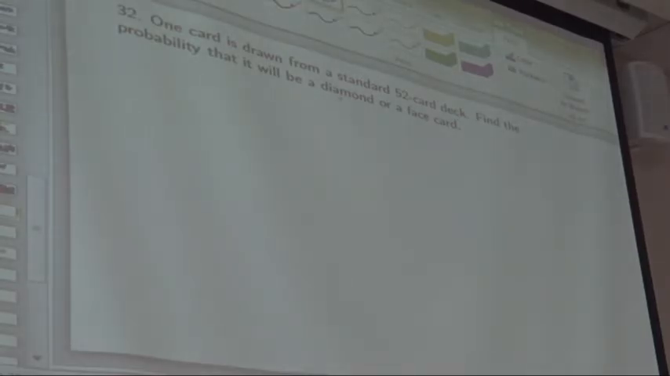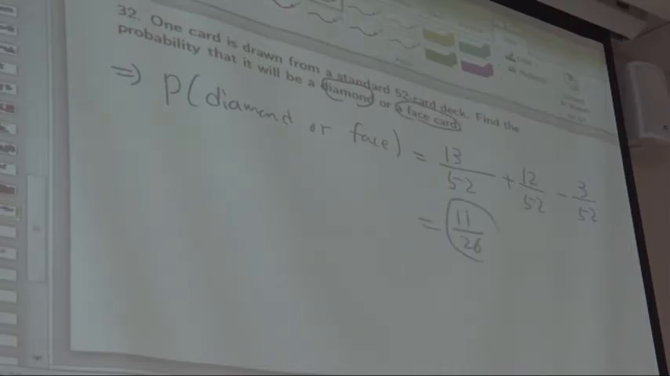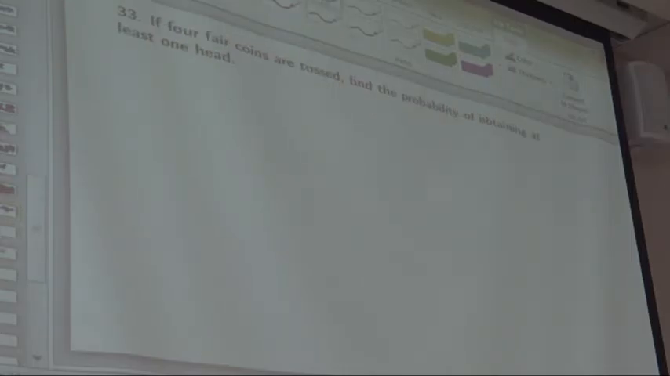So we're going to get from the card either a diamond or a face card. I think we just discussed that, right? So the probability of the diamond or a face card is 13 over 52 plus 12 over 52 minus 3 over 52. That is what we have, which is 11 over 26. We just discussed that during the lectures, the overlapping part. Yeah, that's the formula. And you can look at the lecture note.